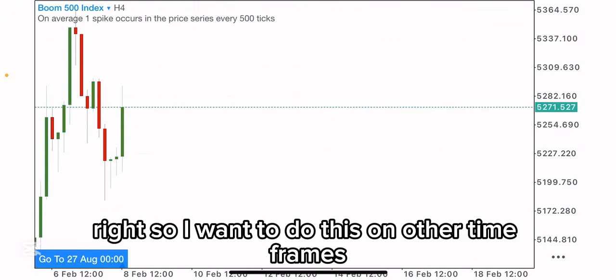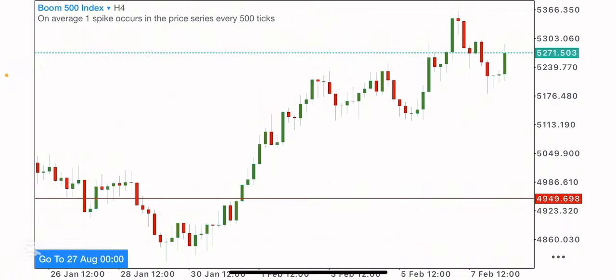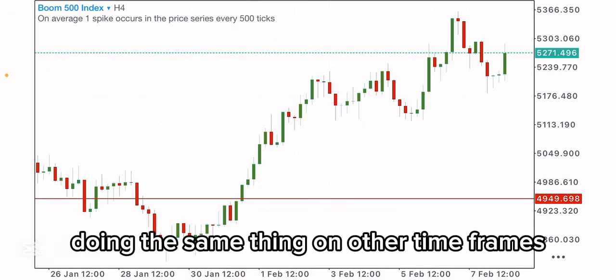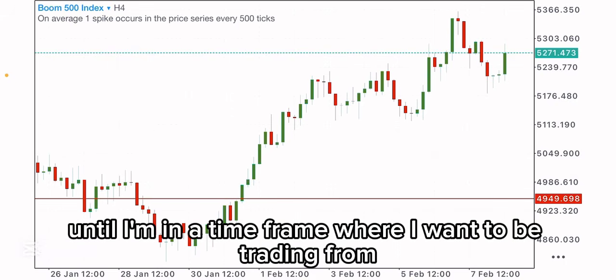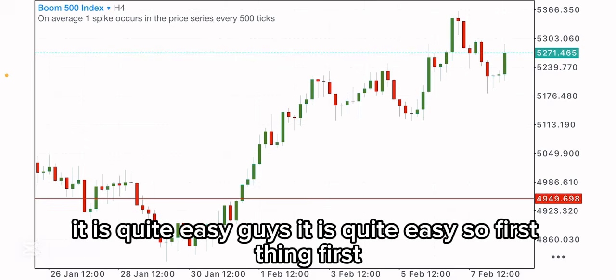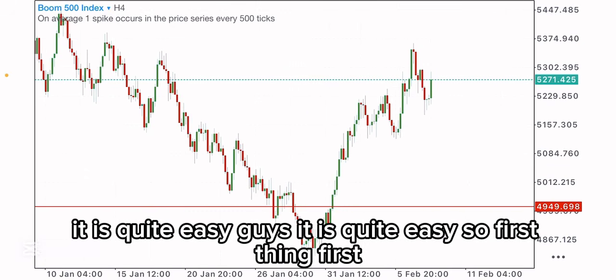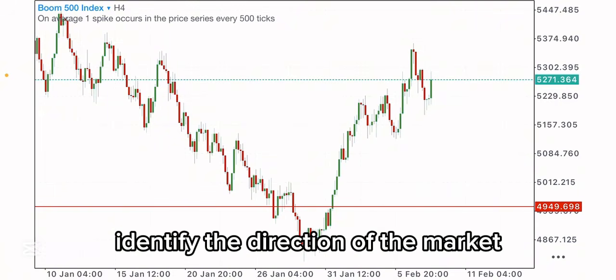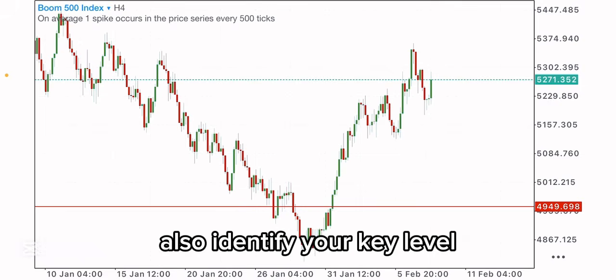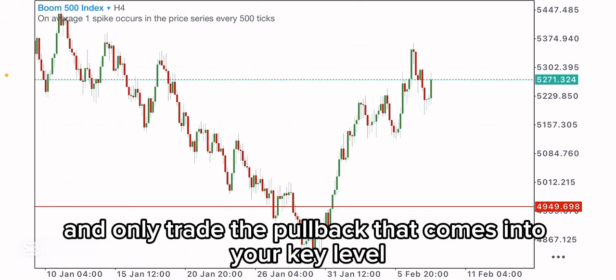So I want to do this on other time frames. I want to keep doing the same thing on other time frames until I'm in a time frame where I want to be trading from. It is quite easy, guys. So first thing first, identify the direction of the market, which is your market structure. Also identify your key level, and only trade the pullback that comes into your key level.